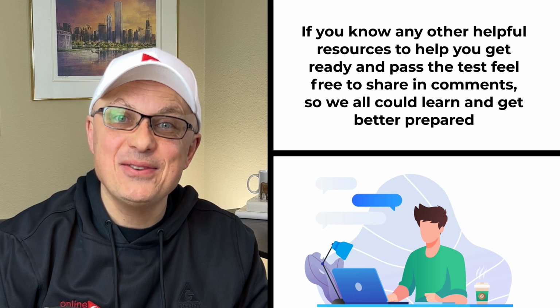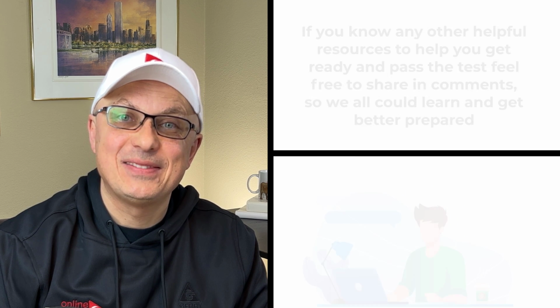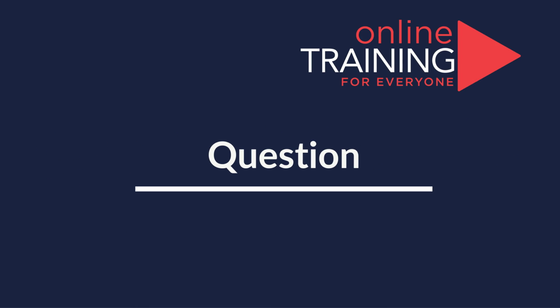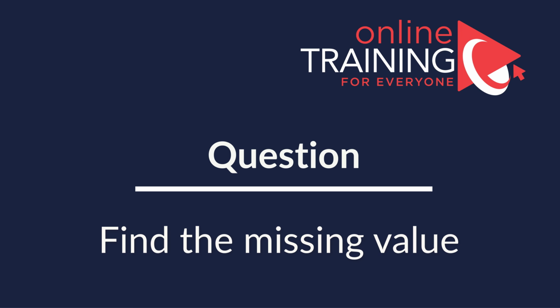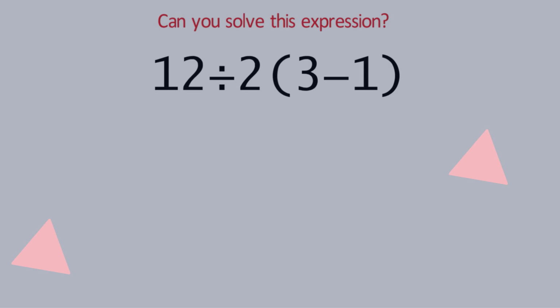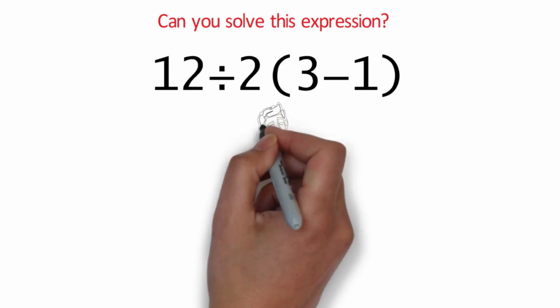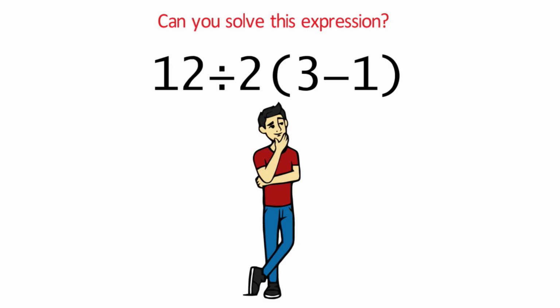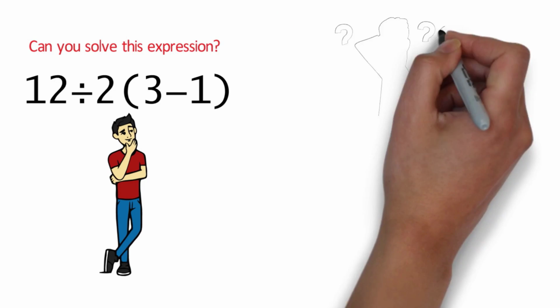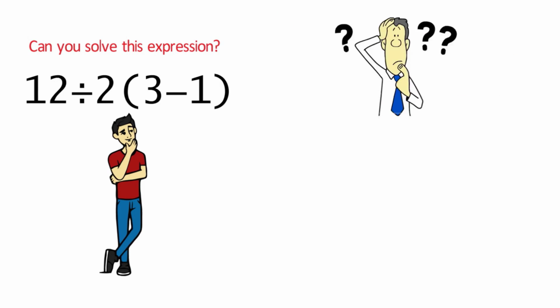And now let's continue and get you ready for the test. Here's the interesting question, which is easy to understand, but at the same time you will have a lot of fun solving it. You need to calculate the simple expression, 12 divided by 2 and then multiplied by the value in parentheses, which is 3 minus 1. Take a look closely and see if you can come up with the answer.